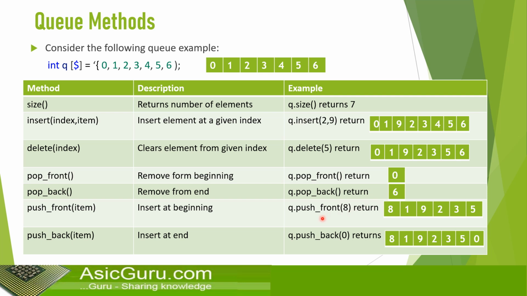Next, we have a push front method which would insert an element at the front. And similarly, we have a push back method which would add an element at the end. So here, if we are passing 8, the 8 is inserted at the front, and we are passing 0, and the 0 is inserted at the back. So all of these queue methods are very useful for dynamic data manipulation in SystemVerilog, especially in testbenches and verification environments.